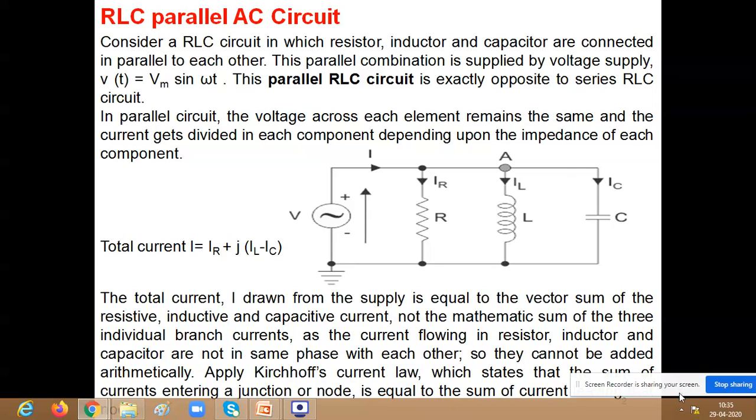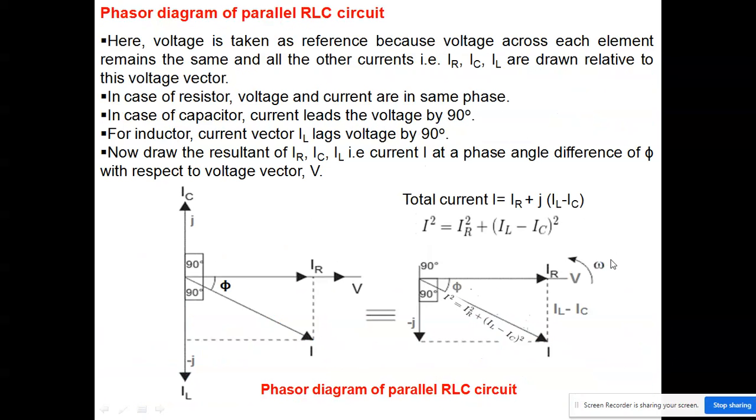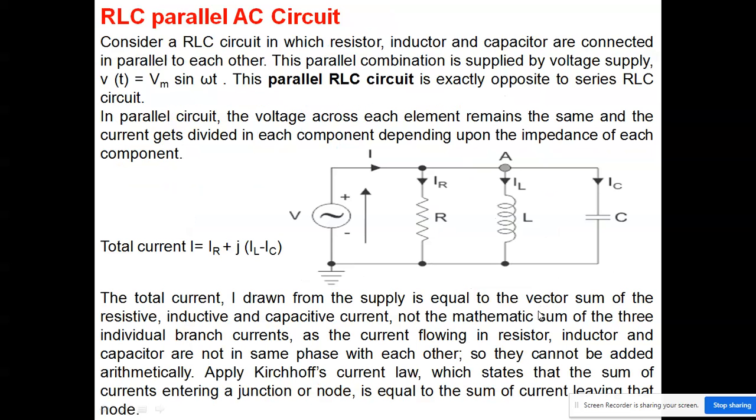I am not simply writing the sum of all three currents here. This is not a mathematical sum, and the total current is not simple mathematical addition of all three currents. The reason behind this is that the currents flowing in the resistor, inductor, and capacitor are not in the same phase. That's why we are not putting IR plus IL plus IC. We are not writing it this way because these are not in phase, so we cannot add them arithmetically here.